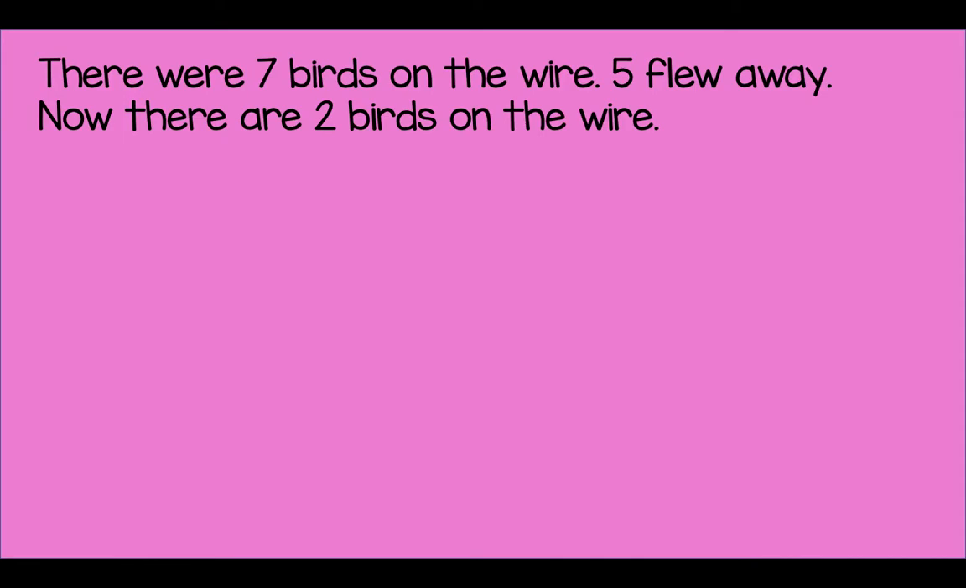All right. So now we're going to practice something a little bit different. So there were 7 birds on the wire, 5 flew away. Now there are 2 birds on the wire. So now I need to pick out the numbers that I'm using, 7, 5, and 2. So this problem is giving me all the information. There were 7 birds on the wire, 5 flew away. Now there are 2 birds on the wire.